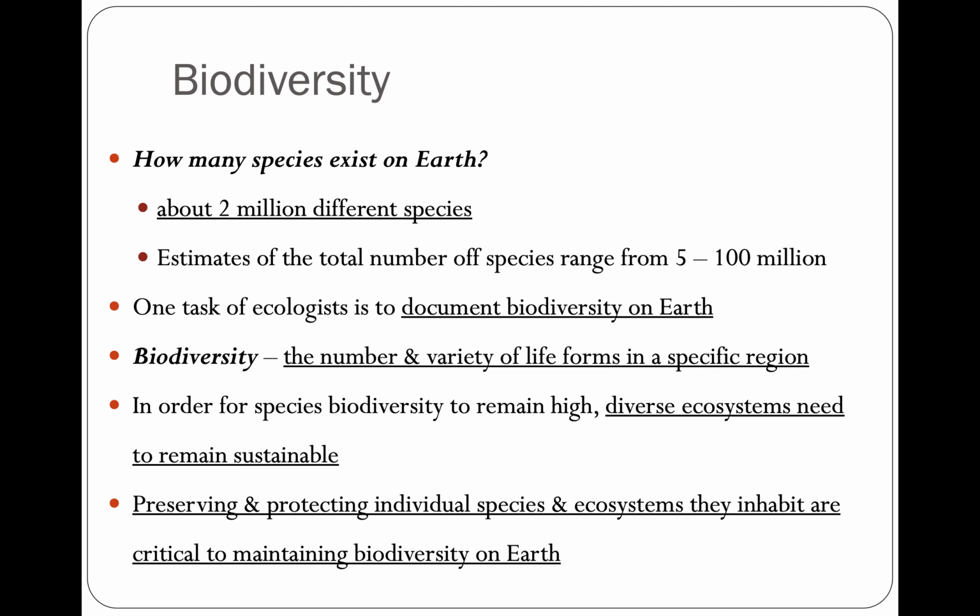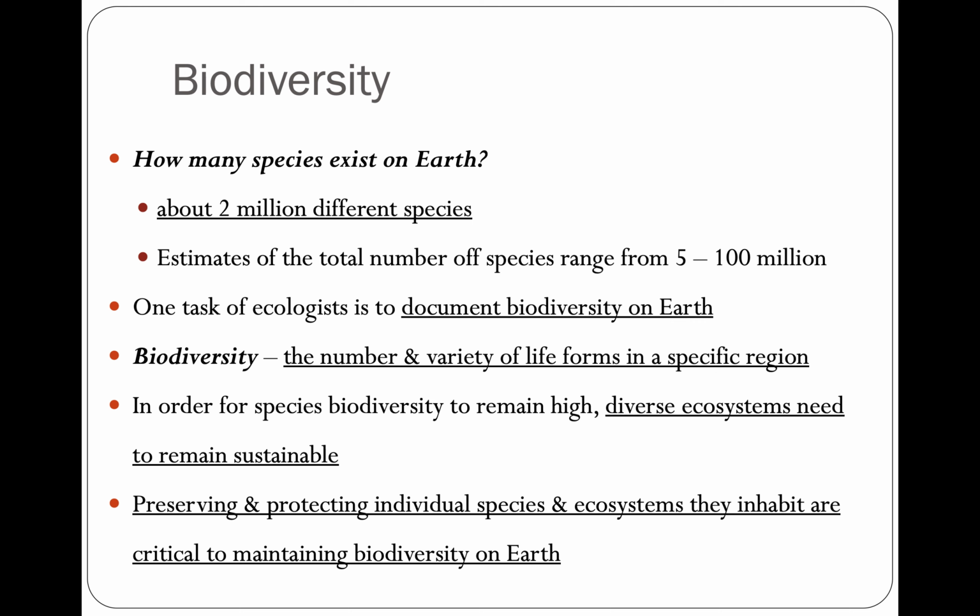Diverse ecosystems need to be sustainable. We've talked about sustainable ecosystems before. Preserving and protecting individual species and the ecosystems they inhabit are critical to maintaining biodiversity on Earth. Without sustainable ecosystems, not as many organisms can live there. If there are not as many organisms, you have low biodiversity.